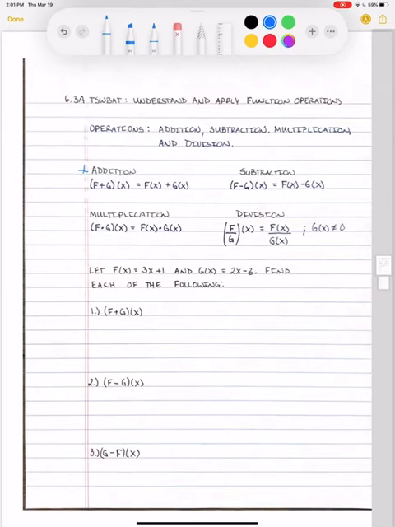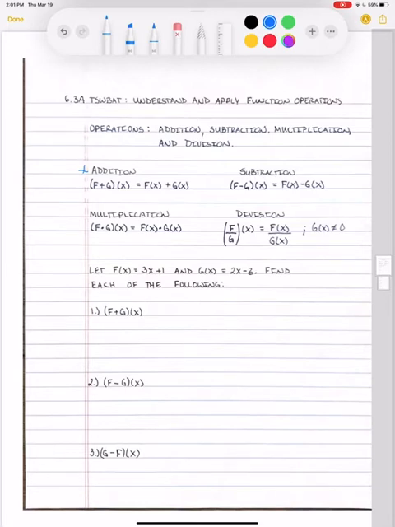The order does matter though. So in subtraction, where it says f minus g, that means you put the f function first, then the subtraction sign, then the g function. You can't flip it around. Addition and multiplication, not really, but with subtraction and division, order definitely matters.